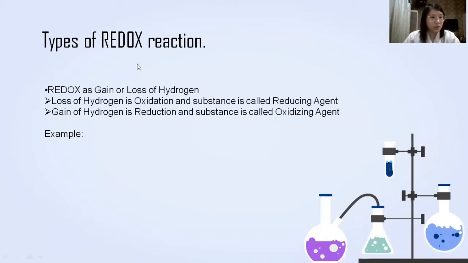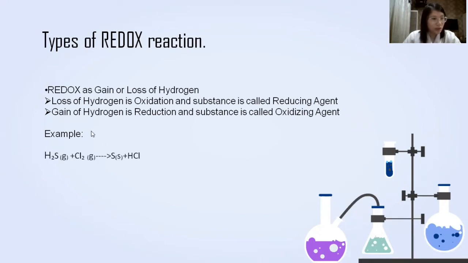Types of redox reaction. First, we have redox as gain or loss of hydrogen. Two things that we have to remember. Loss of hydrogen is oxidation and the substance is called reducing agent. Second is gain of hydrogen is reduction and the substance is called oxidizing agent.